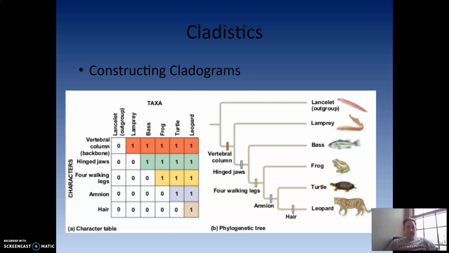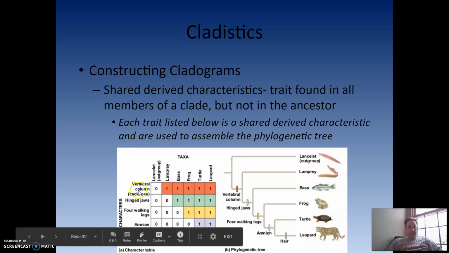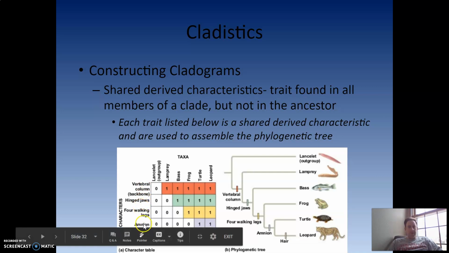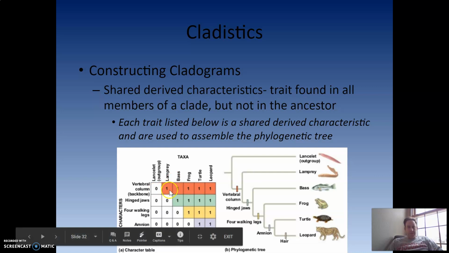So to build this, you need to collect some data about different characteristics of different groups. And cladograms are based on what are called shared derived characteristics. This is a trait found in all members of a clade, but not in the ancestor. And so here we have a list of characteristics: vertebral column, hinged jaws, walking legs, amnion, etc. And so what you do is you look at the different groups and you give them either a 1 or a 0 depending on if they have that trait or not.